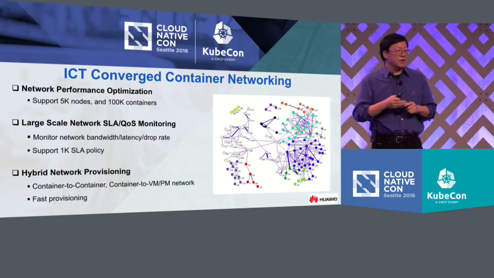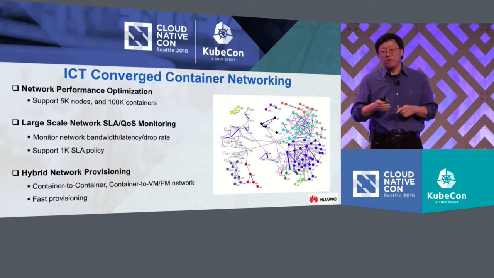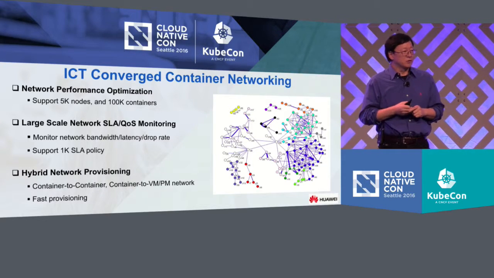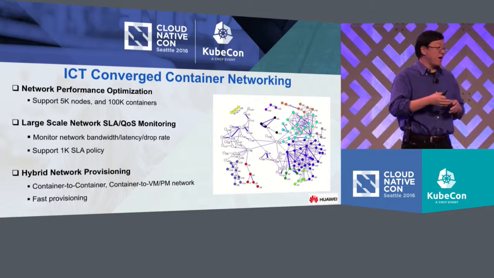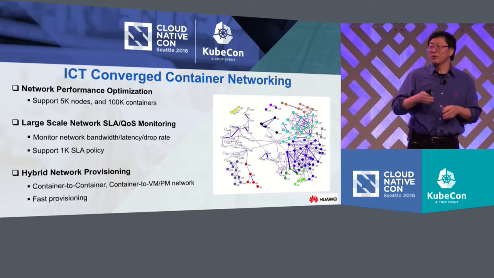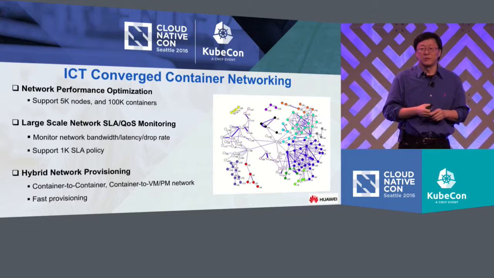One of the projects is container networking. This project really focuses on 3 things. One is large-scale network performance. We want to make sure that in a cluster of 5,000 nodes running 100,000 containers, network performance is not a problem.